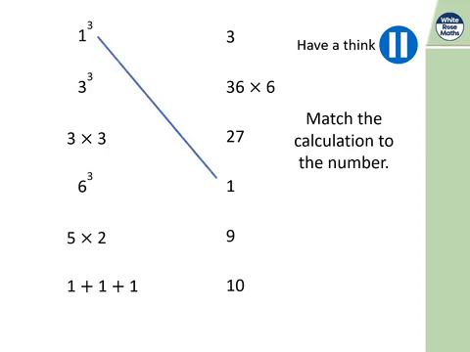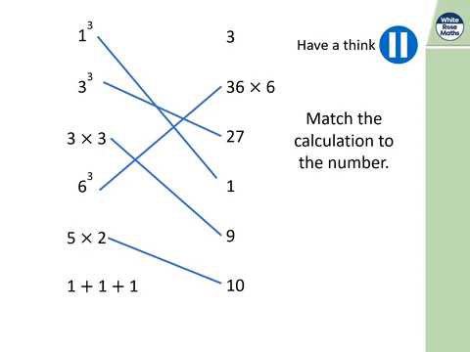1 cubed is 1 because 1 cubed means 1 times 1 times 1, which is 1. The second one down, 3 cubed, 3 times 3 times 3 is 27. The third one down on the left hand side, 3 times 3, that of course means 3 squared, which is 9. 6 cubed, well we can't see 6 cubed on the right hand side. 6 cubed is 216. However, we can see 36 times 6, and we know 36 is 6 squared. 5 times 2 is 10 of course, which is very different to 5 squared. And 1 add 1 add 1, that's equal to 3.